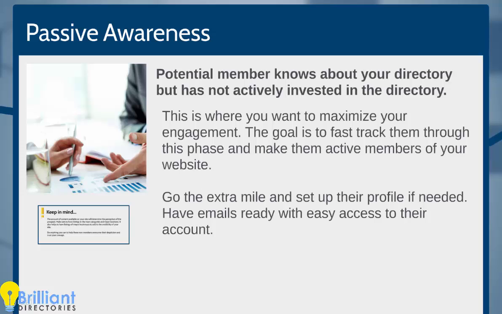It is here where you want to maximize the engagement and fast track them through this phase in order to make them an active member of your website. It is very likely that at the early stages of your directory, you may need to go the extra mile and set up their profile for them in order to minimize the effort and reduce the barrier of entry. Make sure you have emails ready with their username and password and a login link to easily access their account. Luckily, the Brilliant Directories software includes default email templates that will help you accomplish this, so at least you do not have to worry about that.